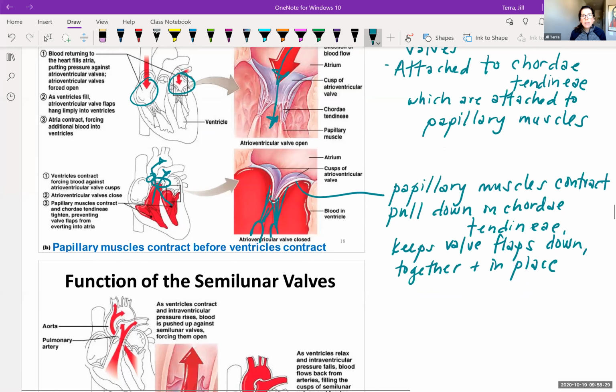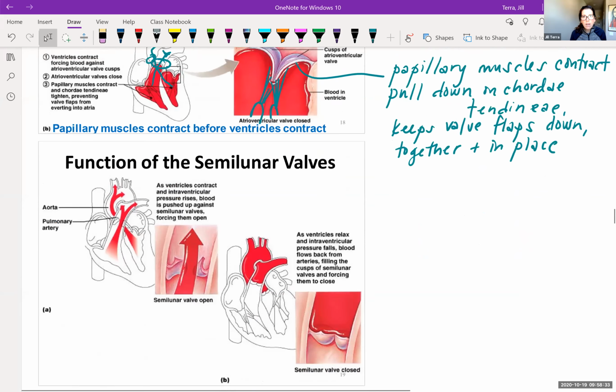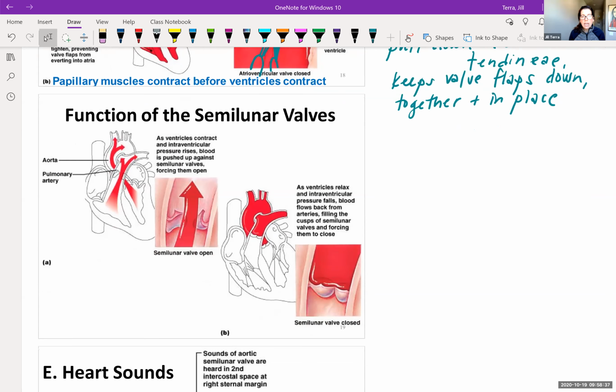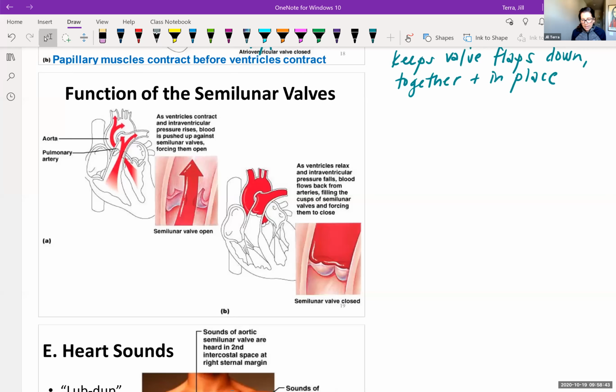Okay, now what about the semilunar valves? The semilunar valves are at the base of the aorta and the pulmonary trunk. They're also preventing the backflow of blood. Okay, and so that's their job as well. And remember that they're not attached to any chordae tendineae or papillary muscles.